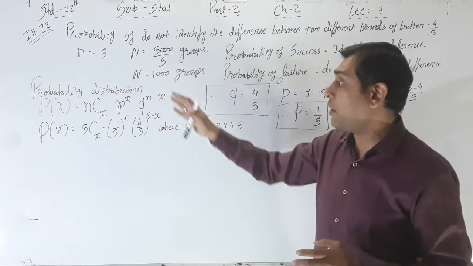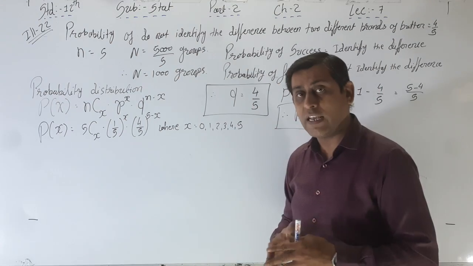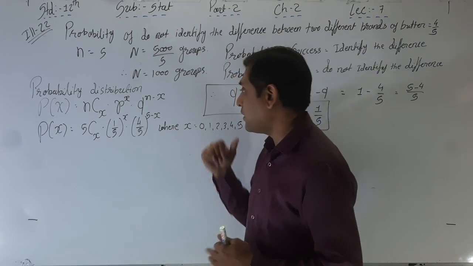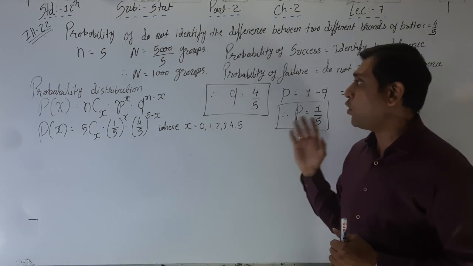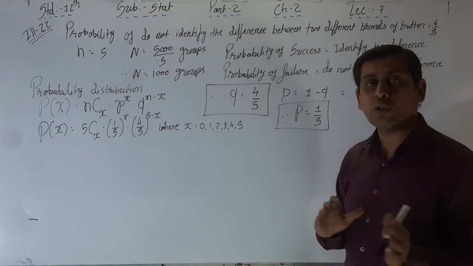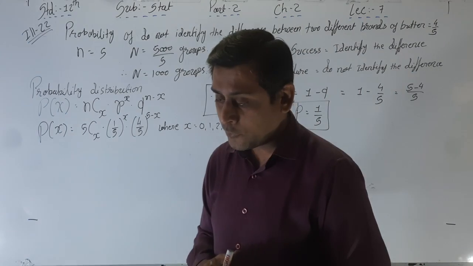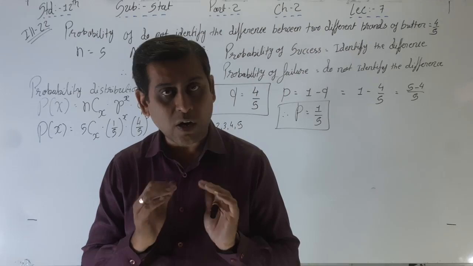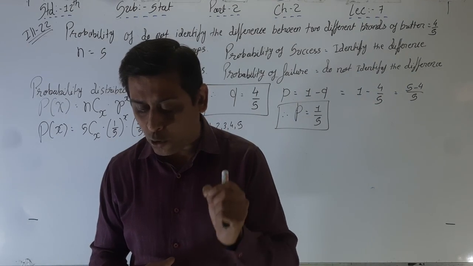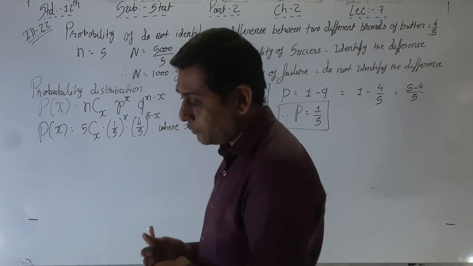distribution. And the probability distribution is P of X equals nCx into p raised to x into q raised to n minus x. That is the formula. We just put the values of n, p and q into the formula, where x is equal to 0 to 5, or 0 to n. Okay, so the first part of the question is complete. Now the main first question: at the most one housewife.